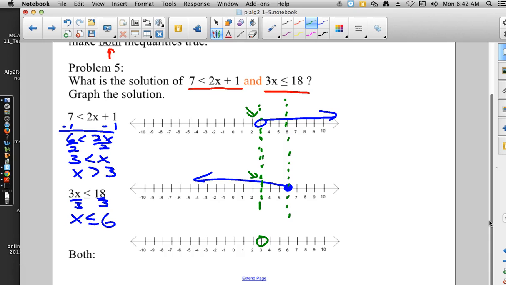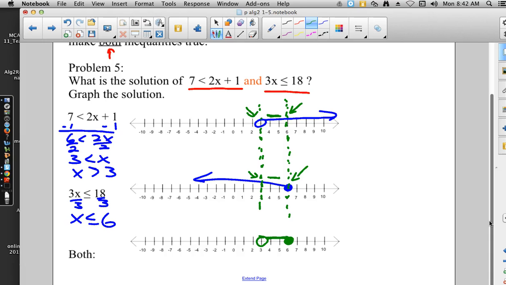Now, I know everything in between my two cutoffs is going to work. But now I have to check at my 6. At the 6, should I include that point? Well, it is included because it's shaded for 7 is less than 2x plus 1, and it is included for 3x is less than or equal to 18 because that one has a closed dot. So that one I get to include, and that means it needs to be closed. And of course, we know everything in between.